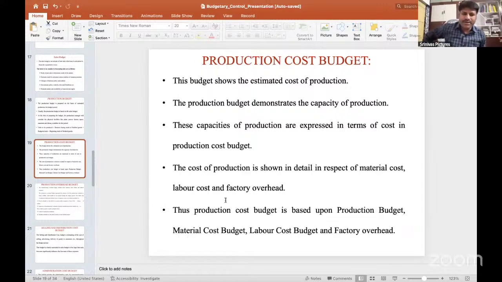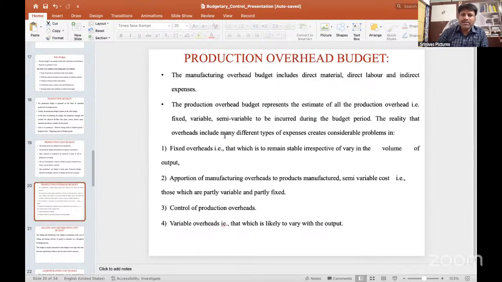The production cost budget talks about the cost of production. It shows the details in respect of material cost, labor cost, and factory overheads. This budget is based on the production budget, material cost budget, and labor cost budget.